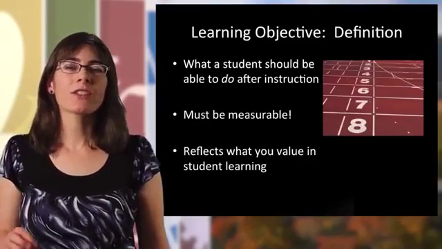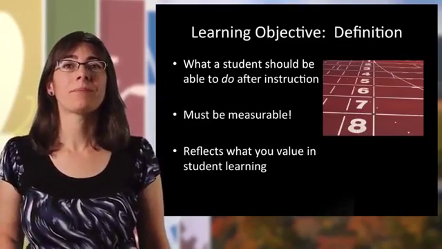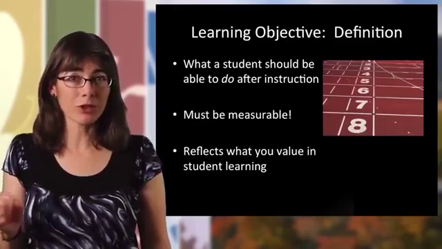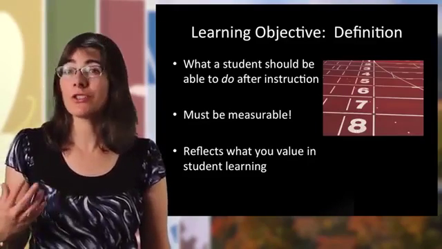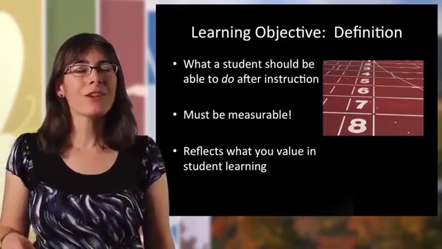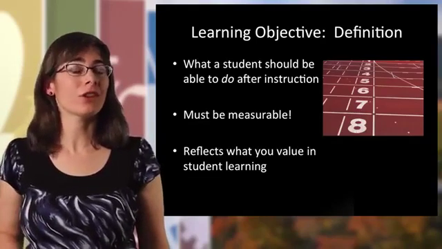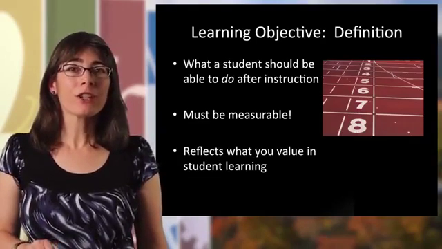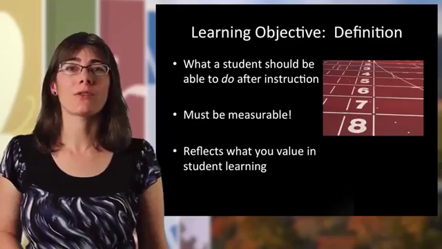So the learning goals are the explicit statements of the things I want a student to be able to do when they know something. So a learning objective, by definition, is what a student should be able to do after instruction. And the key thing is it's got to be measurable. You need to be able to assess whether a student actually achieved that goal. And it really reflects what you value in student learning. So when I look at your learning goals, I get a sense of what that course is about.